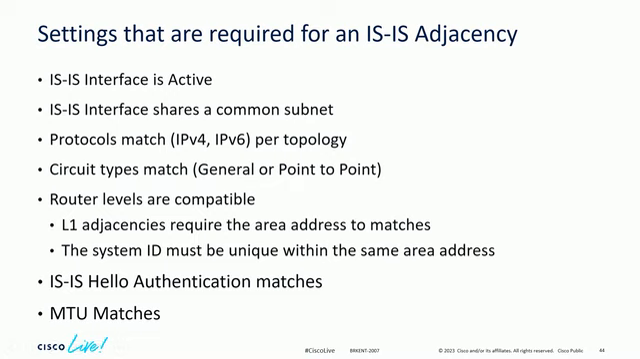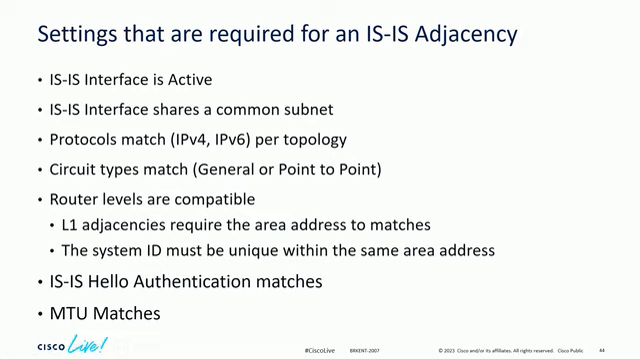All right, so going back to this, circuit types have to match. So it's either going to be a general, which is the broadcast, or point-to-point to get adjacency. Going along with that, the router levels have to match. Now remember, we're going to form an adjacency from an L1 perspective and an L2 perspective. So if this router is L1 only and this router is L2 only, they're not going to form. If this one's level 1 and this one's level 1, level 2, we'll form adjacency only on the level 1, not the level 2. Okay?